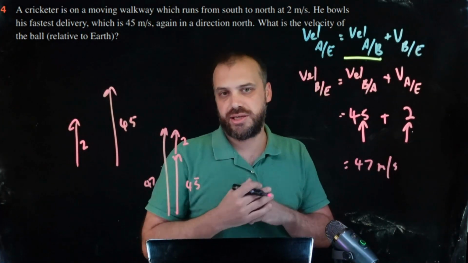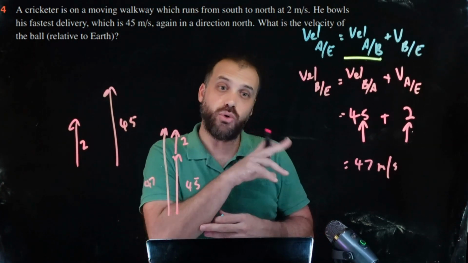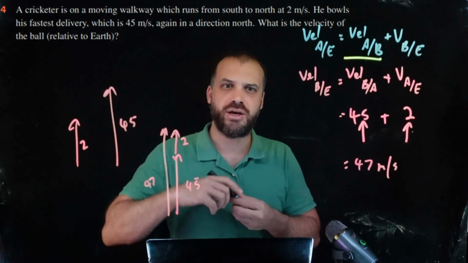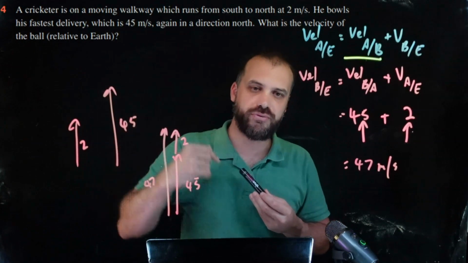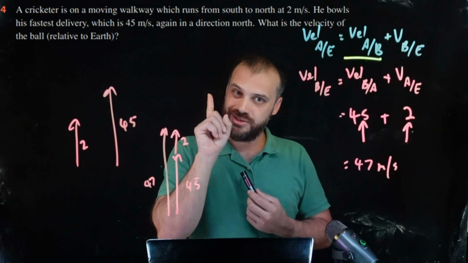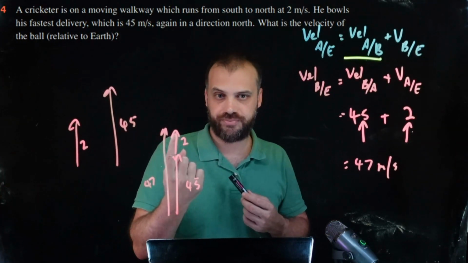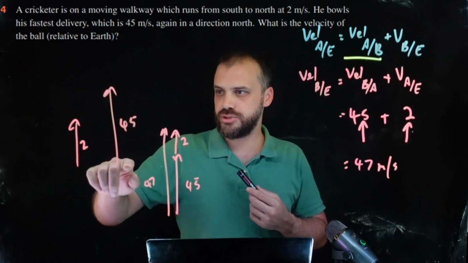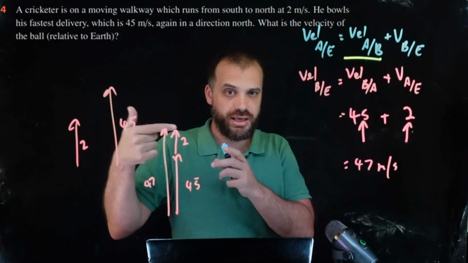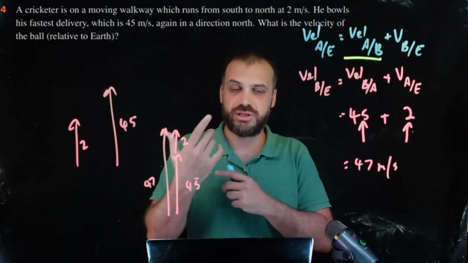People are going to look at this answer and believe that they're going to be able to do something always that they can't always do, right? They're going to look at this and say, all right, I see two velocities, 2 and 45. I'm going to add them together and always get my correct answer. This is only working because the vectors are moving in the same direction. If the walkway was moving him like left to right and he was bowling this way, you'd have to do something different.